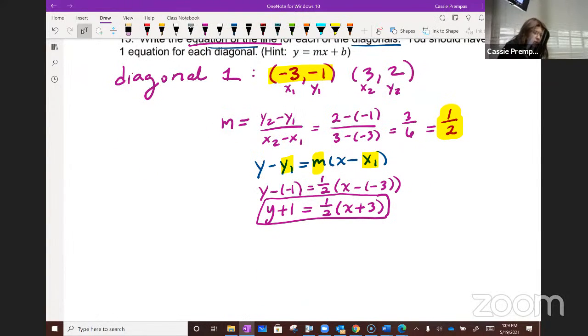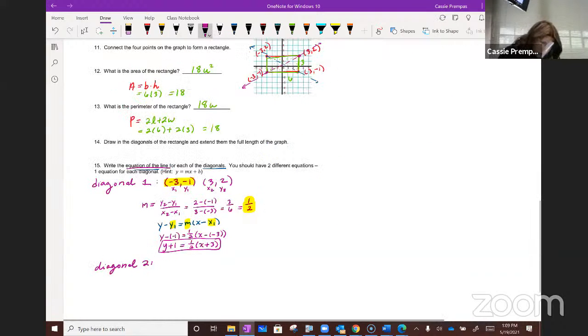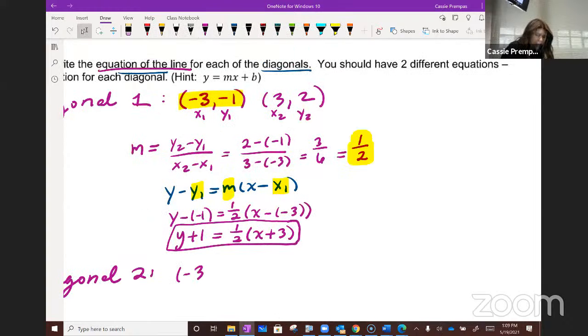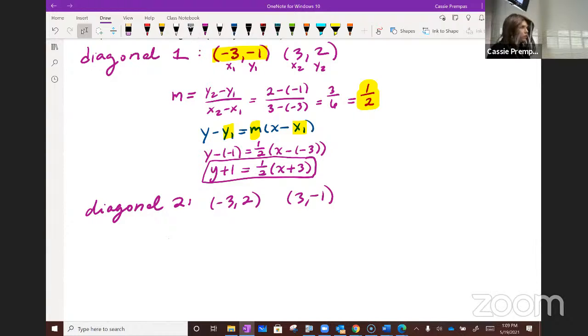All right, on your own, do the same thing for diagonal 2. Write the equation of the line, and diagonal 2 goes through the points -3, 2 and 3, -1. When you're finished, if you feel confident about it, you can go ahead and submit it. That's the second homework, this critical thinking. So we did it together. You guys all have those points just as long as you submit that. If you're not confident, we're going to check it in a moment.